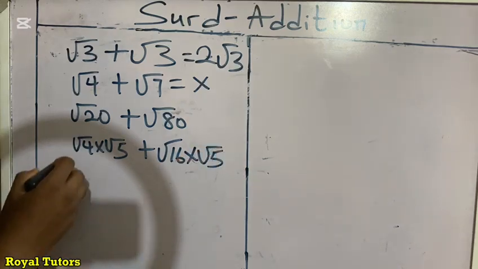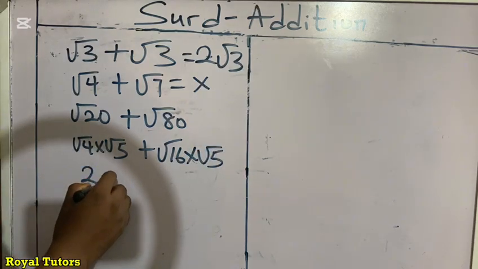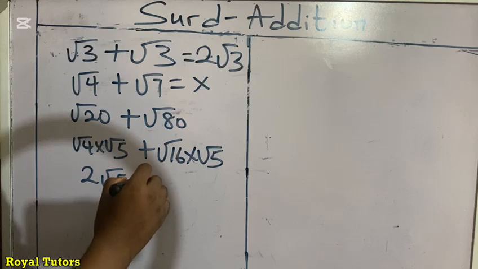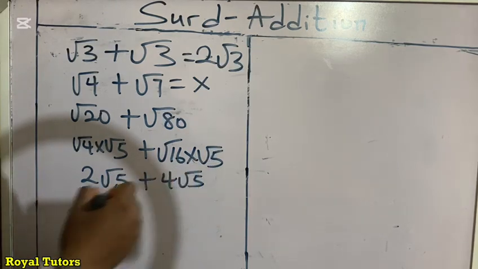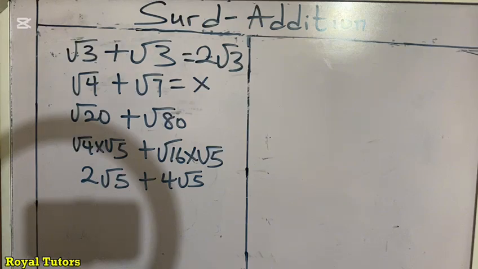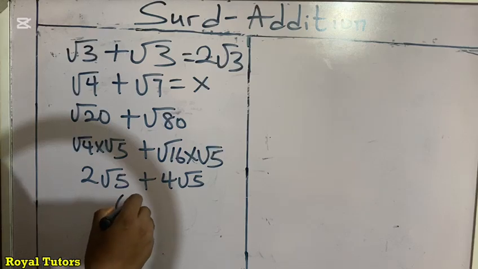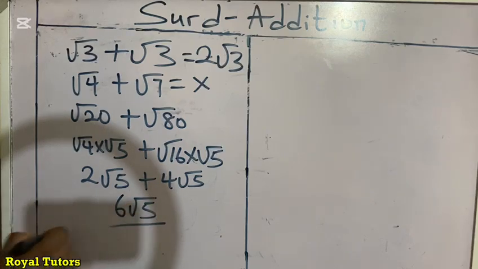So at this point, root 4 will give us 2 root 5, plus root 16 will give us 4 root 5. Good. So at this point, all we need to do is to add up the numbers outside together and put one of the root 5 at the end. So that will be 2 plus 4. That will give us 6 root 5. As simple as that.